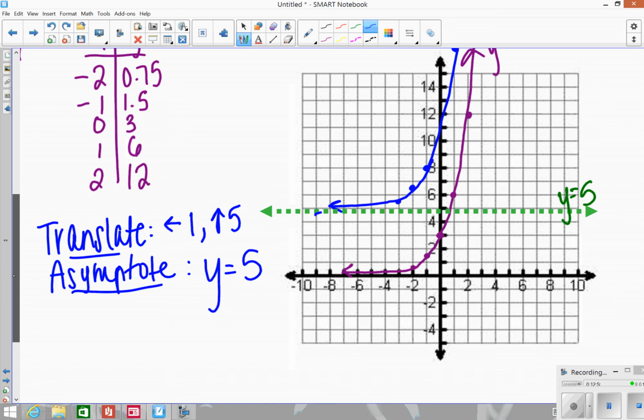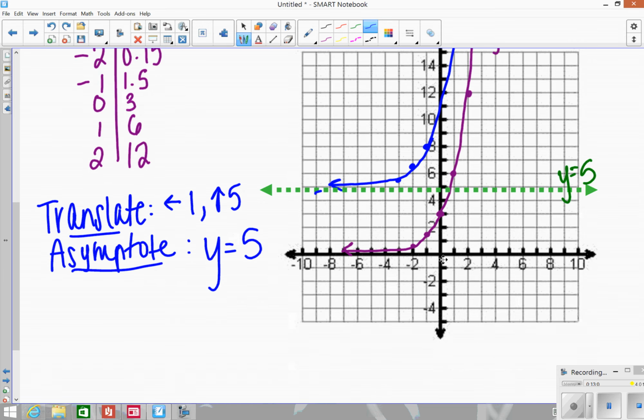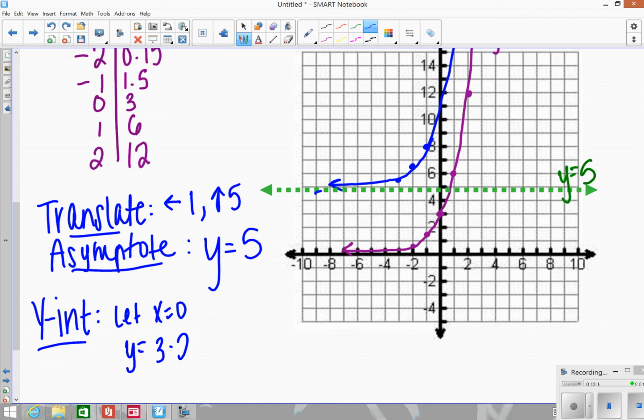So basically when x equals 0, so for the y-intercept, let x equals 0, and we'll just plug in. So y equals 3 times 2 to the x, so it's going to be 0 in for x, plus 5. And then y equals 3 times 2 plus 5, so y equals 11. So the y-intercept is going to be (0, 11).